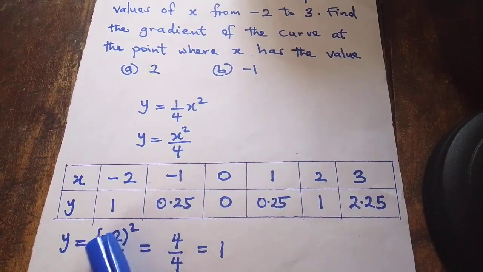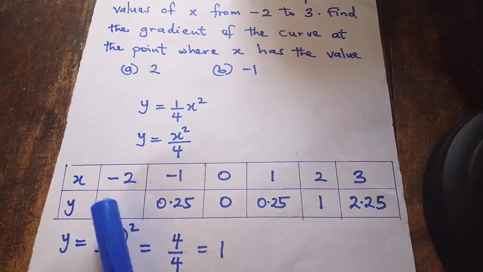So that means -2 squared over 4. -2 squared is what? -2 times -2 is +4, divided by 4. 4 divided by 4 will give us 1. So that means when x is -2, y is +1.